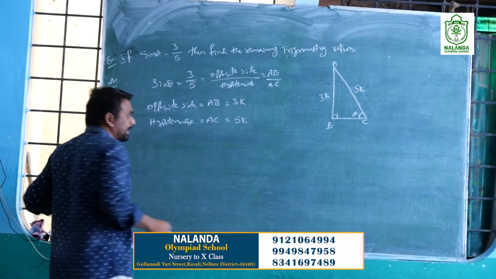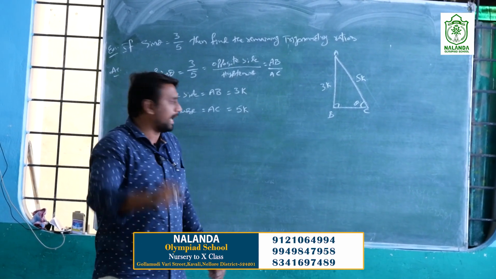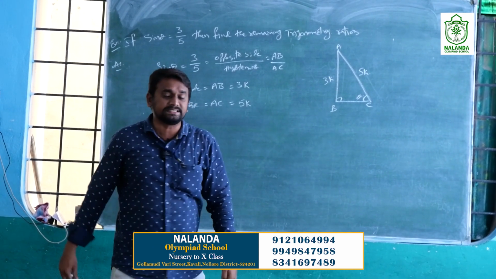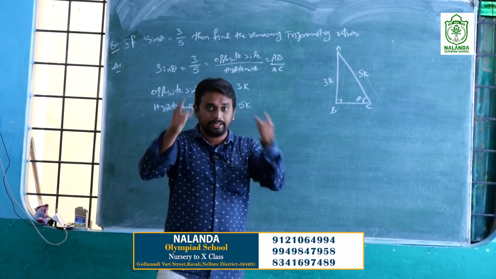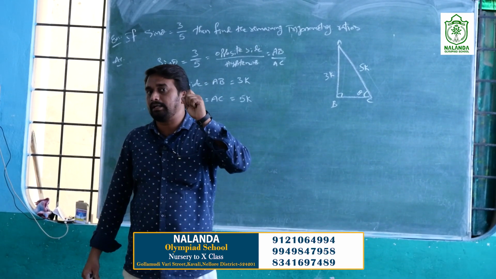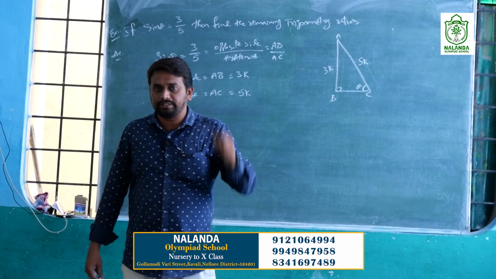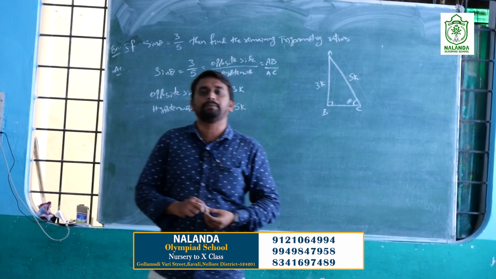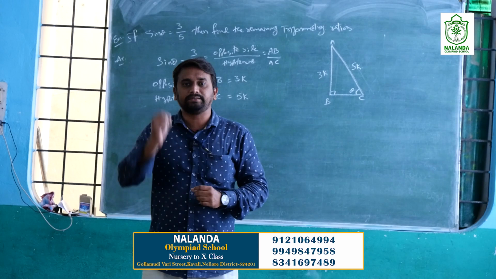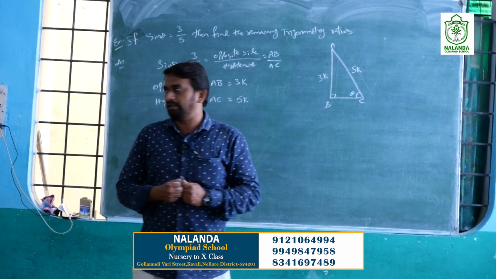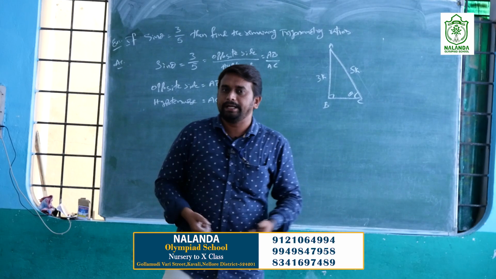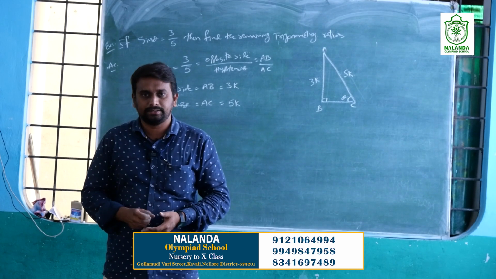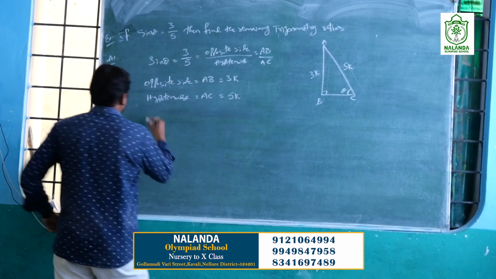To find the remaining trigonometric ratios, we must have the adjacent side of the right angle triangle. So how can we find the adjacent side? Generally, when we see a right angle triangle, we recall one very important formula, that is the Pythagoras theorem. This theorem is derived from our Indian scientist Bodhayana, but it was popularized by Pythagoras.